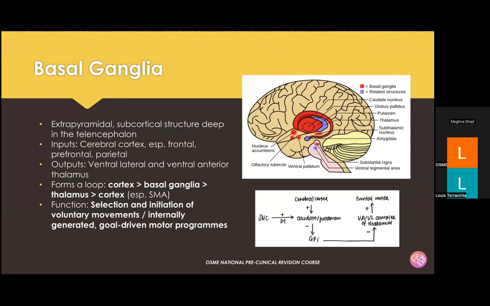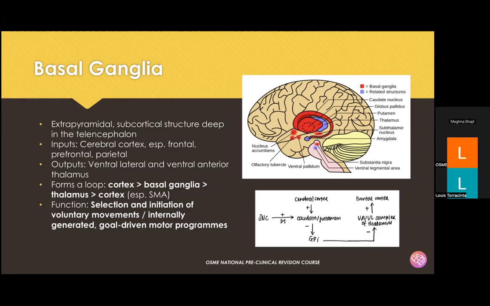It outputs to the ventrolateral and ventral anterior thalamus. The thalamus, remember, is that integrating center for a lot of what happens in the brain. So you get input from the cortex, and then the basal ganglia will send that information to the thalamus, which sends it back to the cortex. Okay, so cortex, basal ganglia, thalamus, back to the cortex.